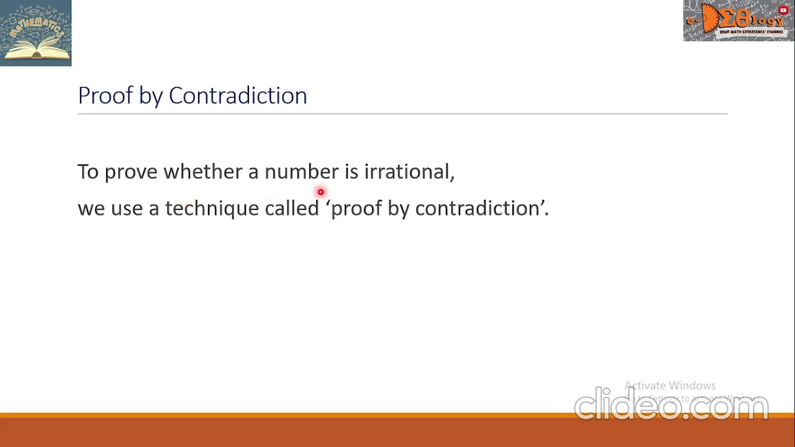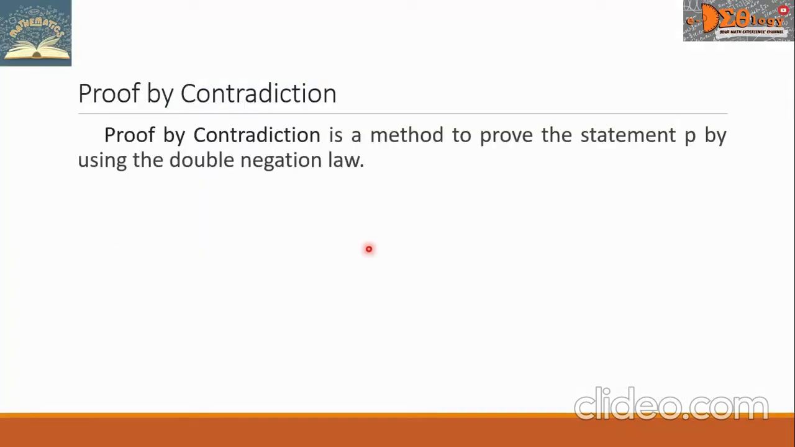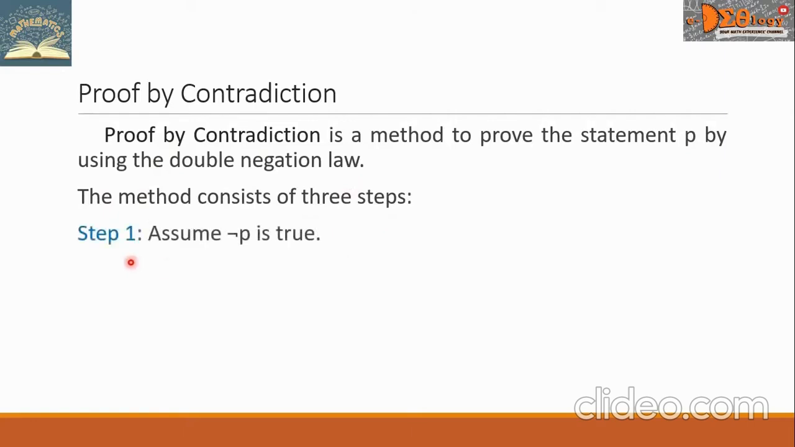Now we have proof by contradiction. To prove whether a number is irrational, we use a technique called proof by contradiction. Proof by contradiction is a method to prove the statement P by using the double negation law. This method consists of 3 steps. Step 1, we assume that not P is true.